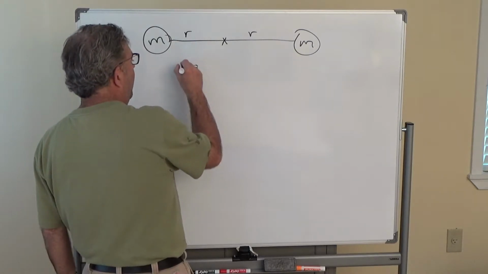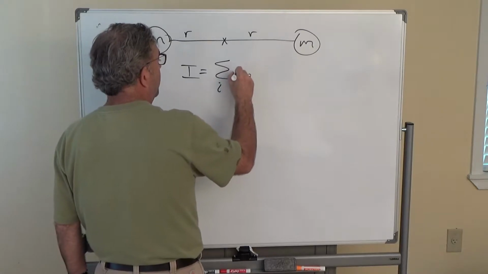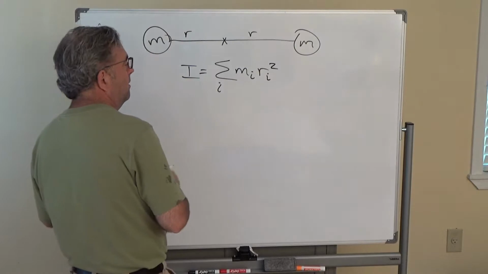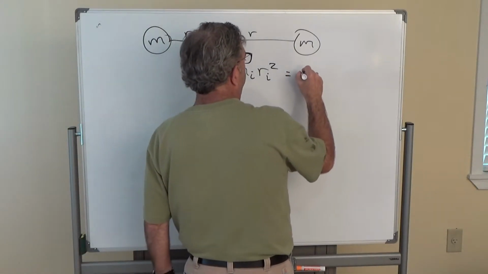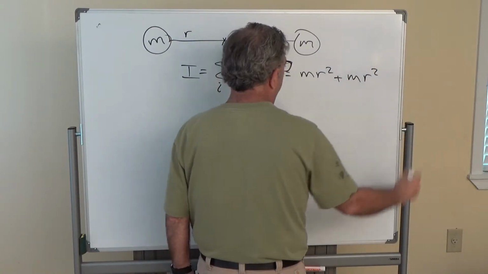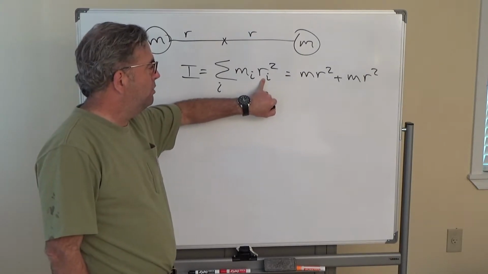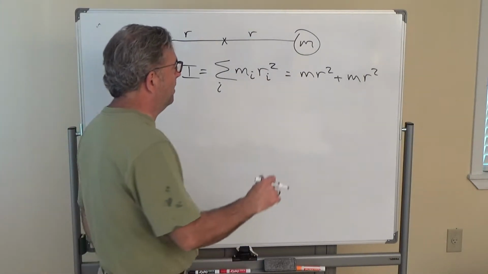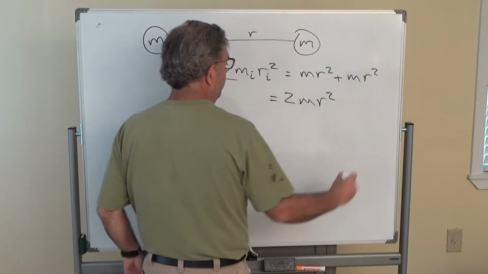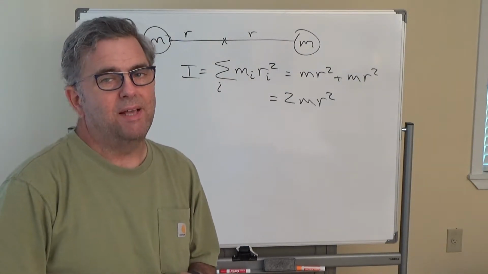In this case, I is just equal to that summation. It's equal to m r squared plus m r squared. I sum over the mass times the square of its location, or its distance from the axis of rotation. So this is 2mr squared. That's simple. For point masses, you add them up.